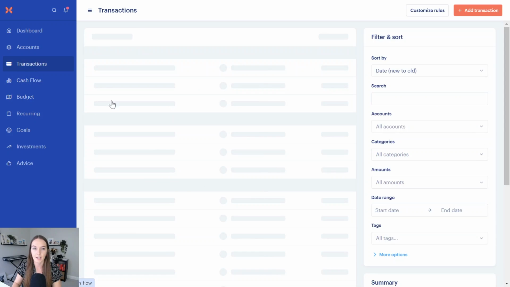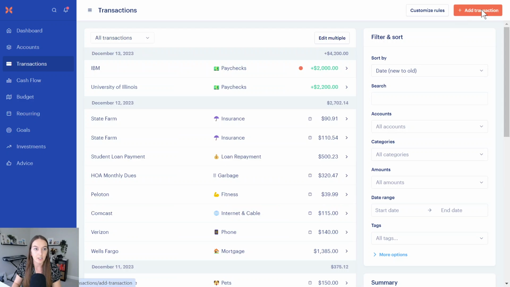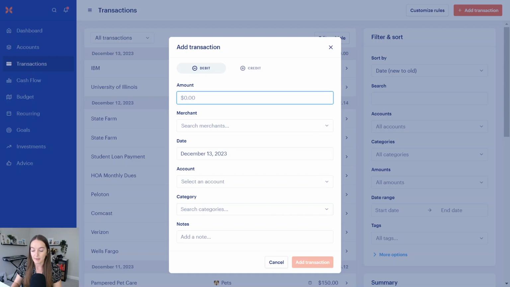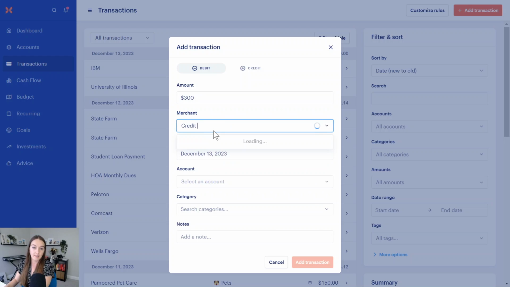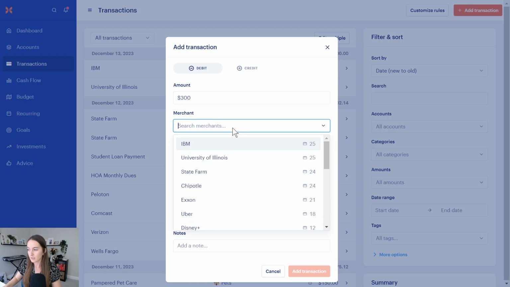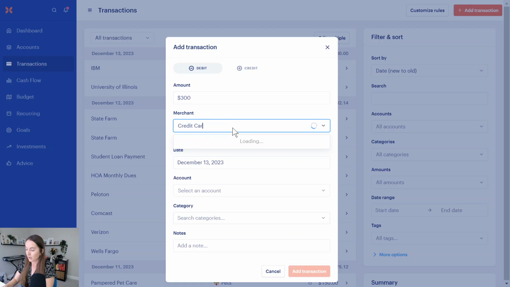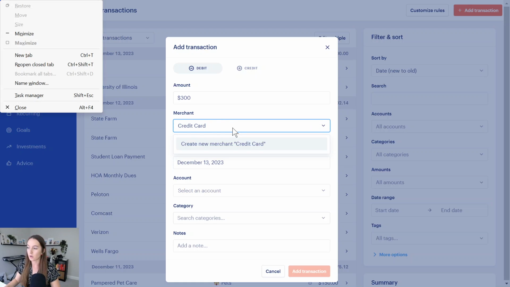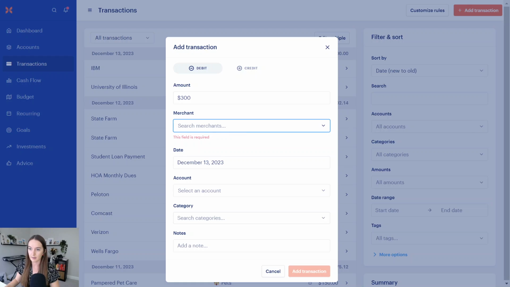So I'm going to go into transactions. I'm going to add a transaction, and I'm just going to add the credit card payment. Now, when you make a credit card payment, it is 2 transactions. And if you have your accounts linked, you don't have to enter this in. Obviously, this is going to show up automatically. You don't need to know this part. But you should know that there will be 2 different transactions. One is your credit card payment going out. Oopsie, let me fix that.